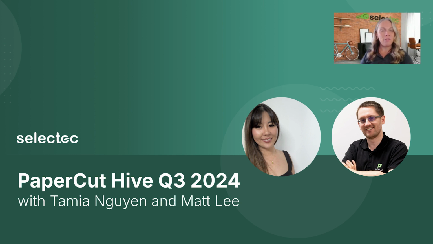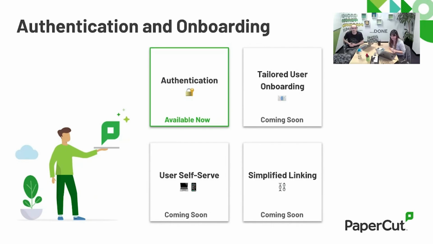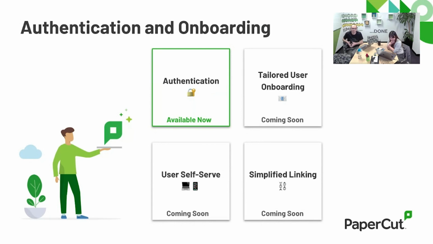It's the PaperCut Hive Q3 2024 updates. We've got lots of expertise on the call from Select Tech and also some great special guests joining us from PaperCut. There are 4 areas that I'll be covering as part of authentication and onboarding, or actually 3, and then the 4th one, Matt Taylor over here will be talking to. So we'll be covering authentication, tailored user onboarding, user self-serve, and simplified linking.